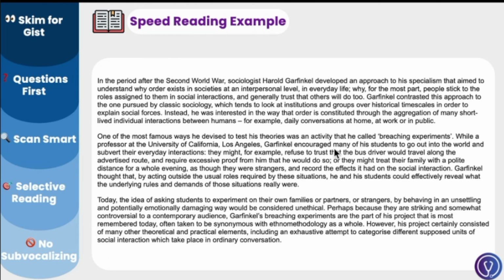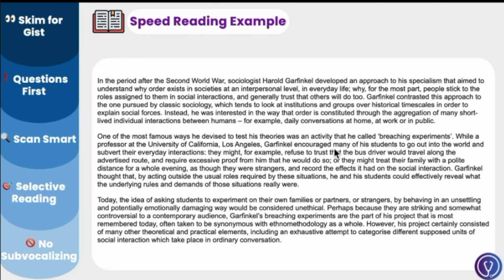Right now we're not looking at the questions. What do we want to do first to make sure that we get the general idea of the text? Yeah, skim, start and end. Intro and end. So what does the intro say?